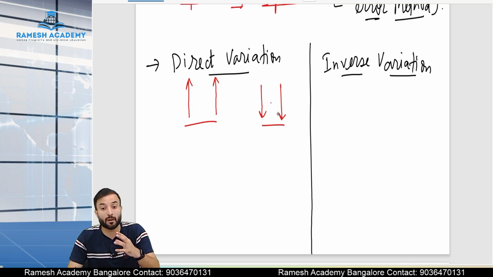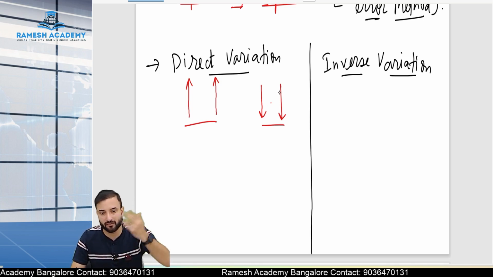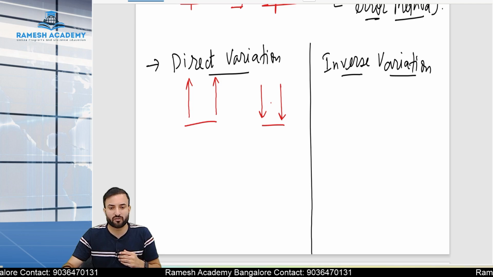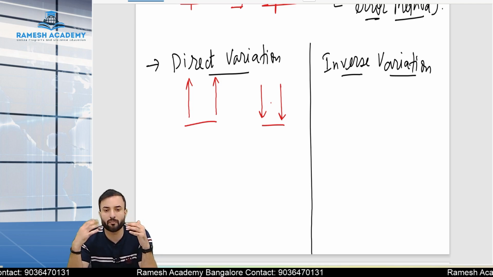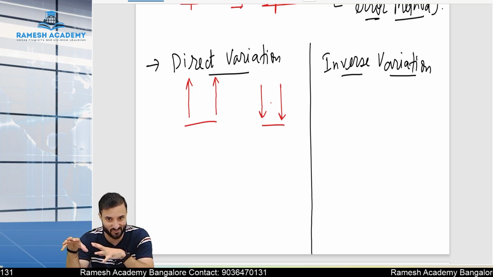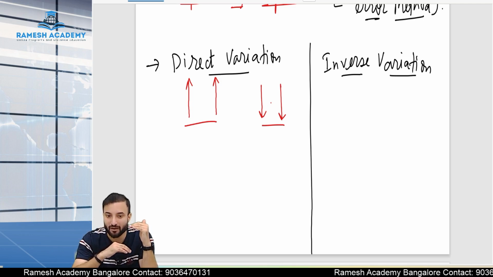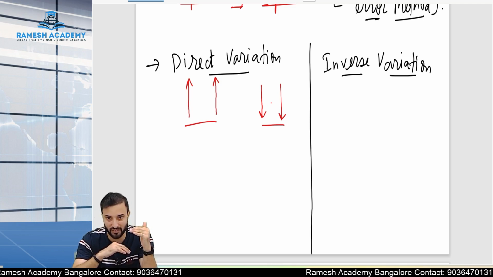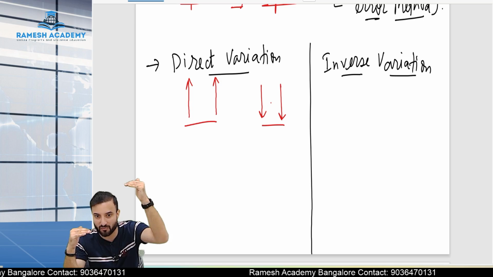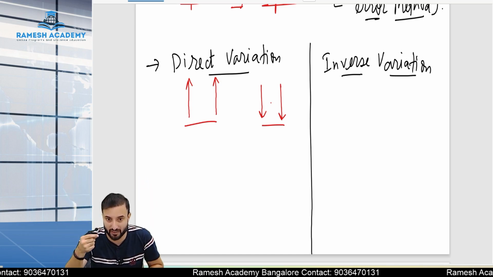Okay, the best example is demand and supply. If demand increases, supply will increase. If demand decreases, supply will decrease. Let's suppose you went to the market for purchasing apples. So 1 kg of apple, not the Apple phone, is 200 rupees. If you increase the number of kgs of apple, the cost will also increase. So this is direct variation.